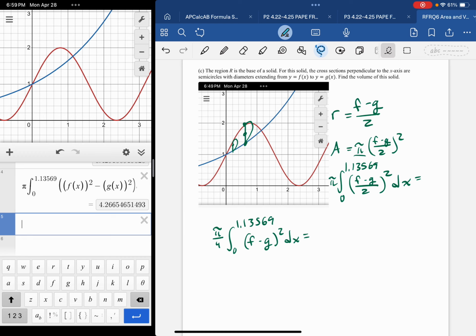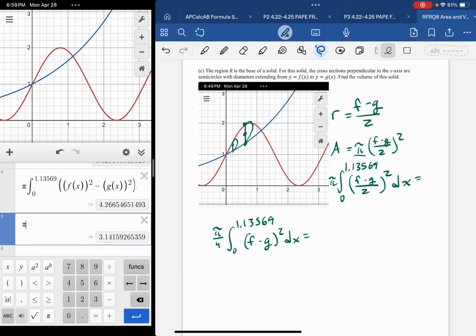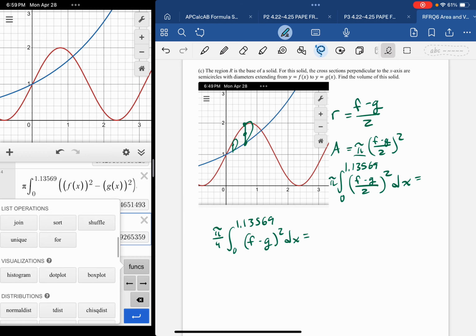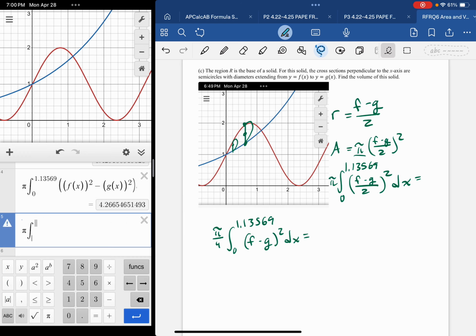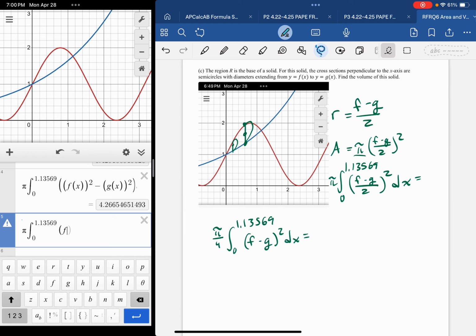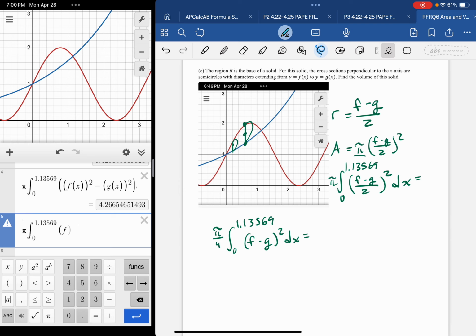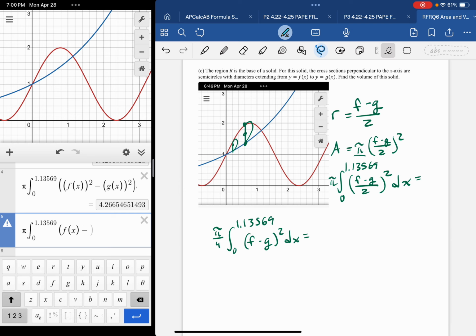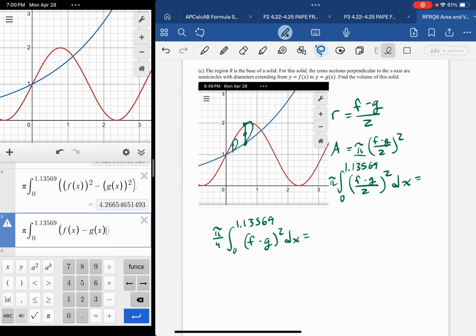Actually, I'm gonna do the big one, okay? Because I know you guys can do the smaller one. That one's kind of easier. So I have pi, and then integral from 0 to 1.13569. And then my integrand has to have parentheses around the whole thing. And this time we're squaring this. Oh, it's kind of almost similar to the other one. Minus, oops, I have to put f of x, otherwise it won't work. Minus g of x, close the parentheses, square the whole thing, and then dx.